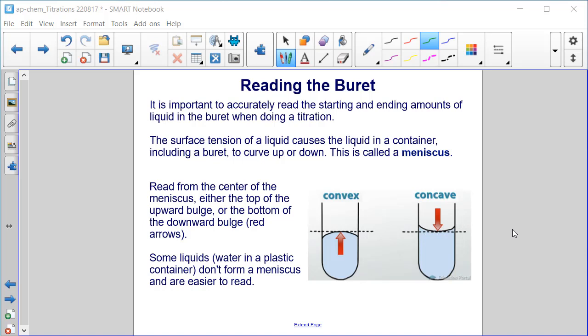It's important that you read from the center of the meniscus, either the top of the upward bulge right here, or the bottom of the downward bulge right here, indicated by this red arrow. Some liquids, such as water in a plastic container, don't form a meniscus and are therefore easier to read.